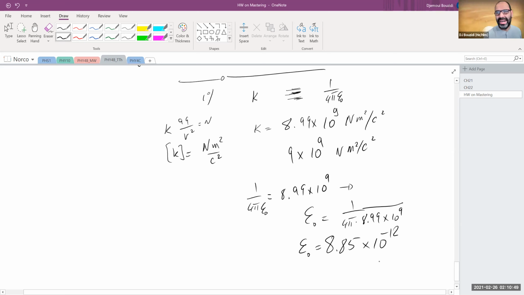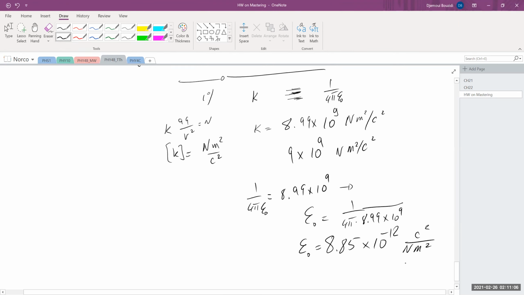And the units for this guy are basically the opposites of this unit, because 4 pi is just a number. So it's going to be Coulomb squared per Newton meter squared, okay? So this is the permittivity.